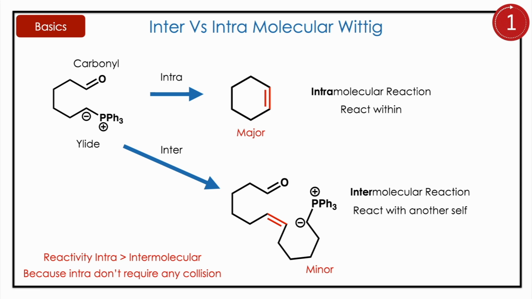Then the important basic is intra versus intermolecular reaction. Wittig reaction can be inter or intra. Here I have shown the starting material, which is a linear chain compound, with a carbonyl on one side and Ylide on the other. So Wittig reaction is possible. Whether it reacts with itself or reacts outside is the real question. Reacting with itself means it forms a cyclic product. Reacting with another molecule means it forms a larger linear product. Here intramolecular reaction, that is reaction within the molecule, is possible because it doesn't require any collision. So intramolecular reaction is highly favorable rather than intermolecular.